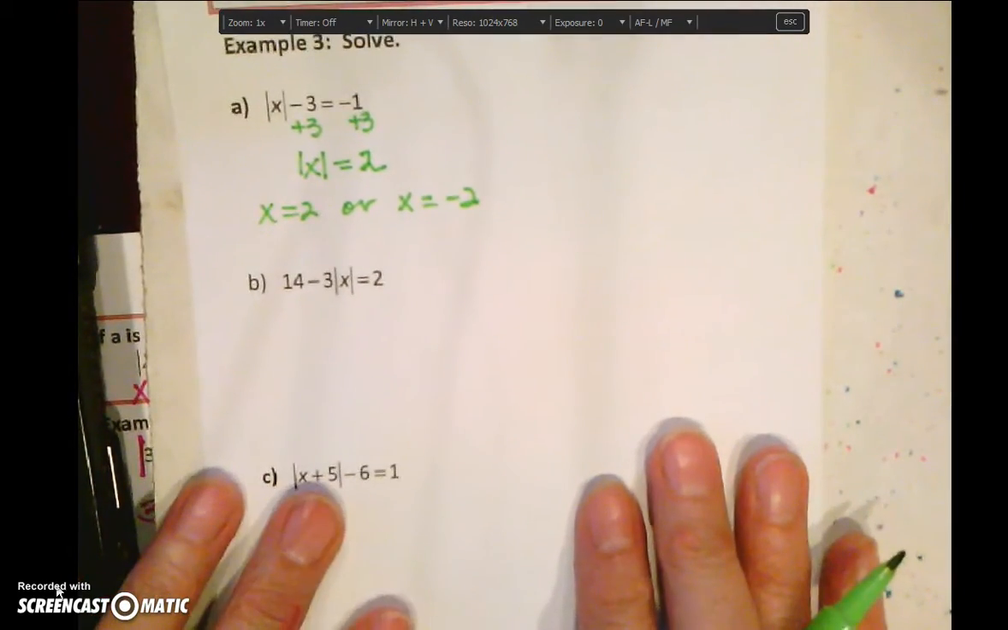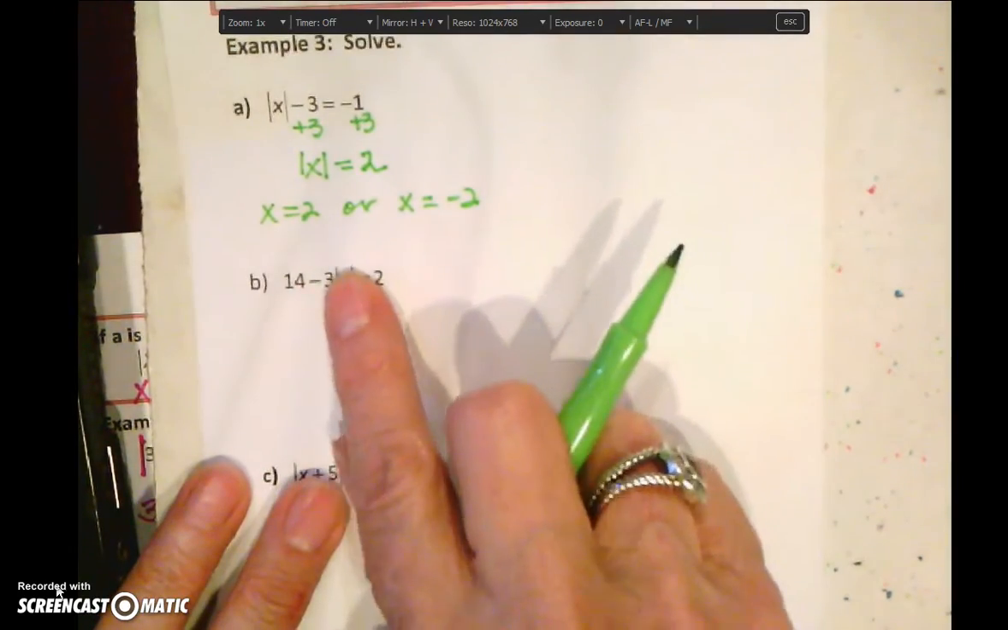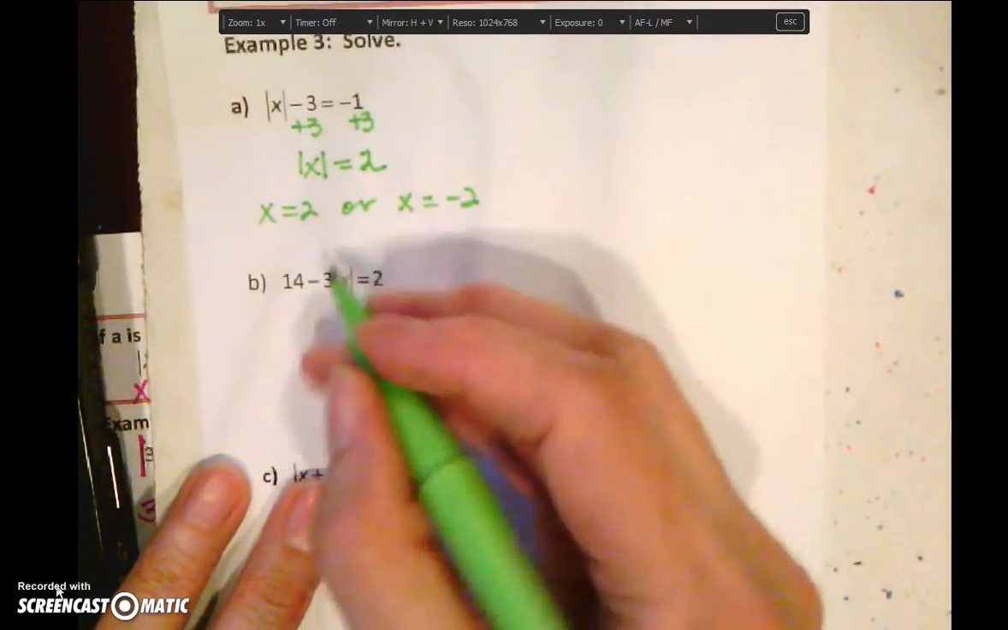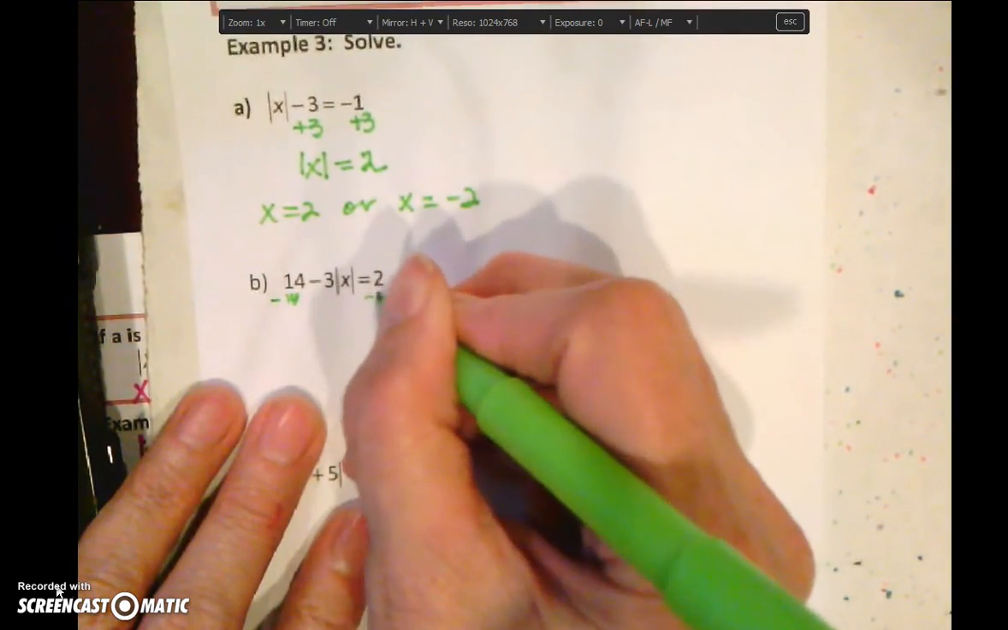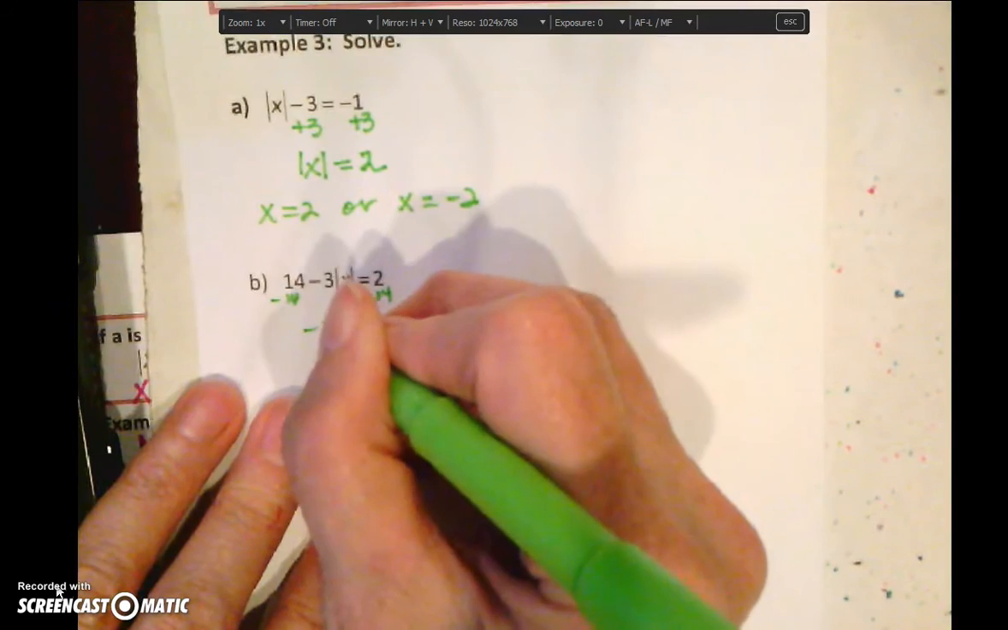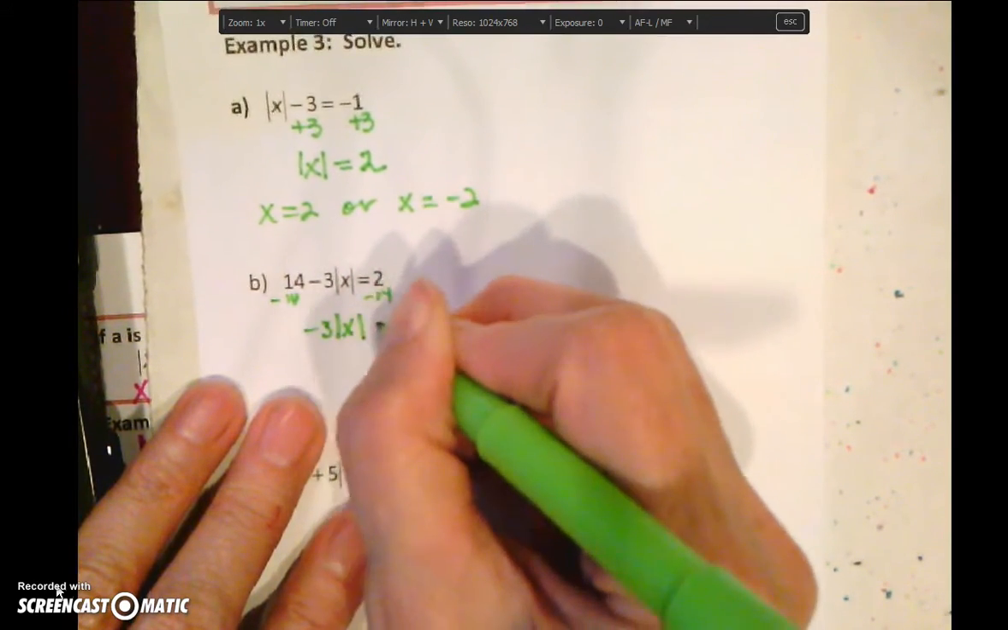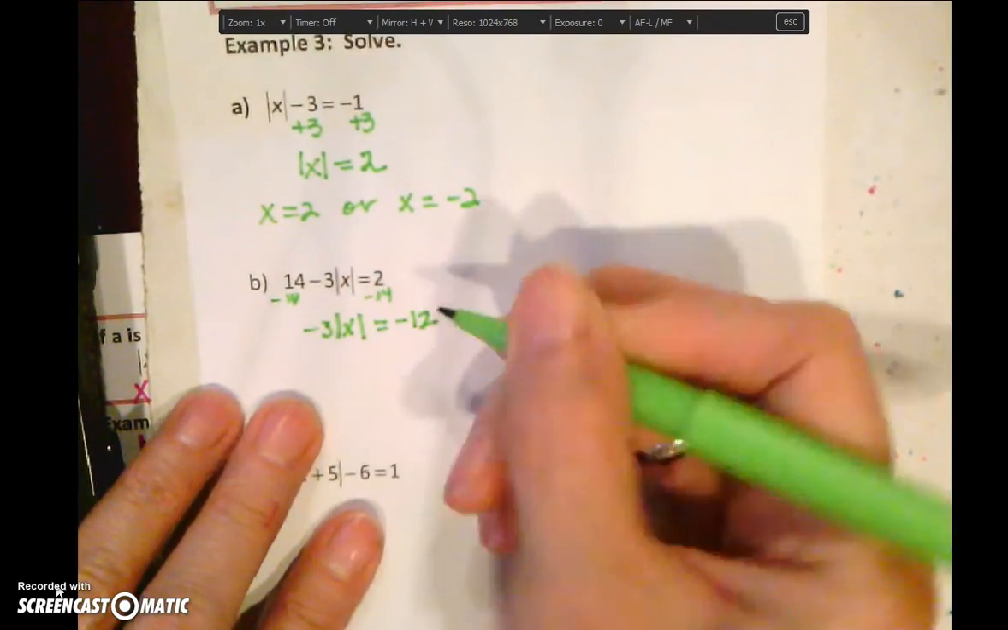Example B, let's do this again. I need to isolate it so that it's simple like this. So the first thing I'm going to do is subtract this 14 from both sides. And I'm going to be left with negative 3, absolute value of x is equal to negative 12.